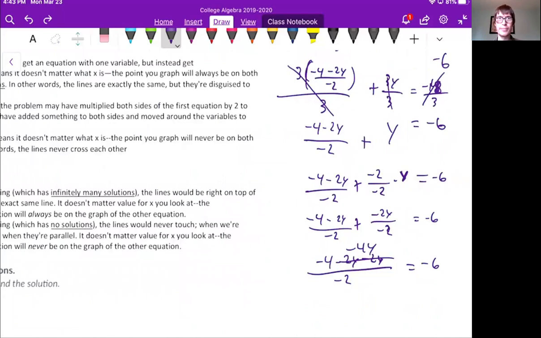So to get rid of the -2, we're going to do the opposite of what it's doing. We're going to multiply by -2. Multiply this side by -2, multiply that side by -2. These cancel out.